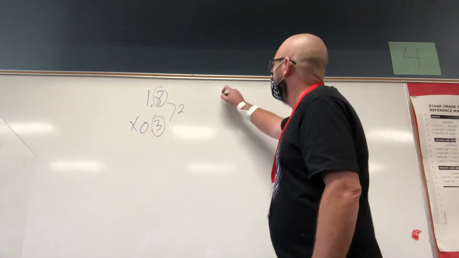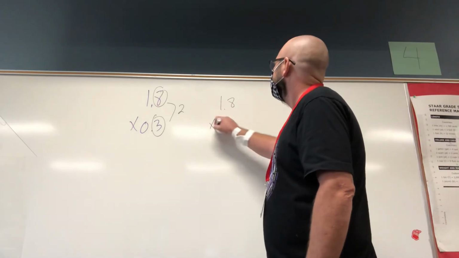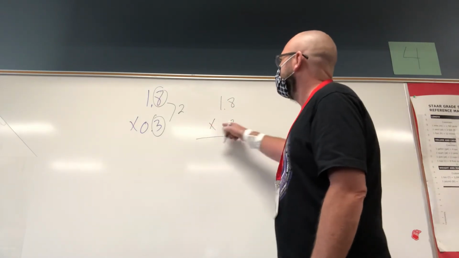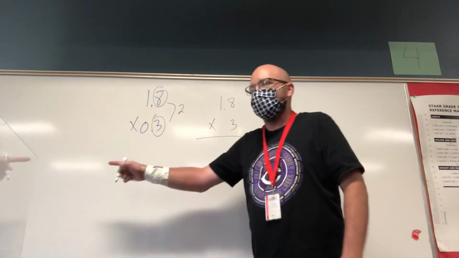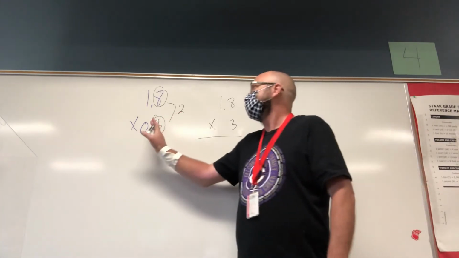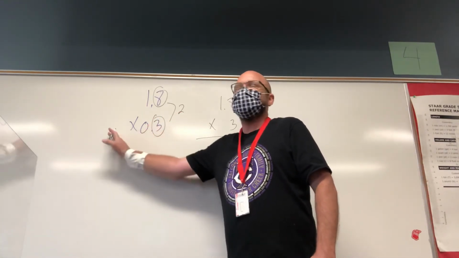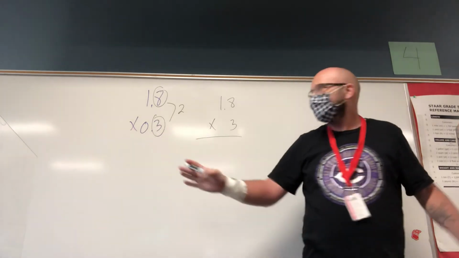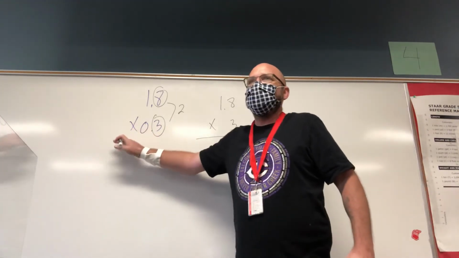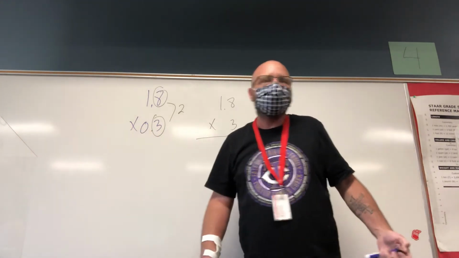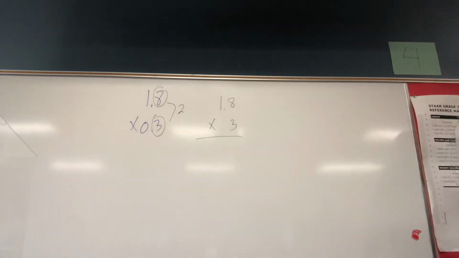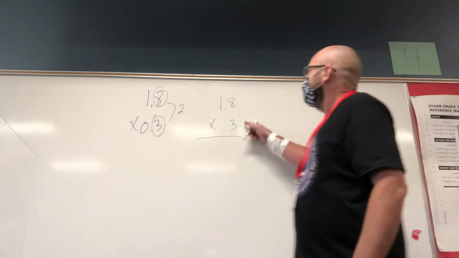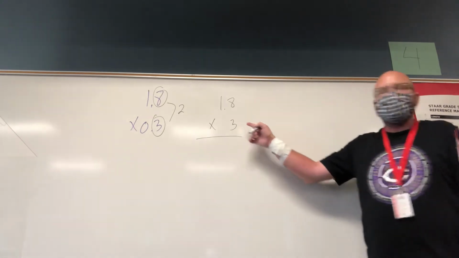Now I can rewrite it. And I don't have to put that 0 in the front if it's in the ones place. If there are no numbers greater than 0 in front of it, I can leave it off. If there was a 4 and an 8 and a 2, I'd have to include it. But in this case, I do not. So now I just multiply it the normal way.